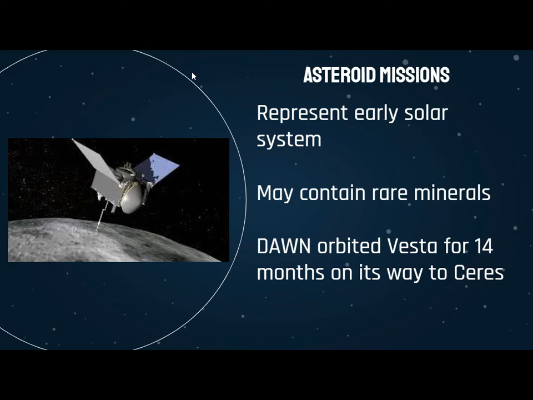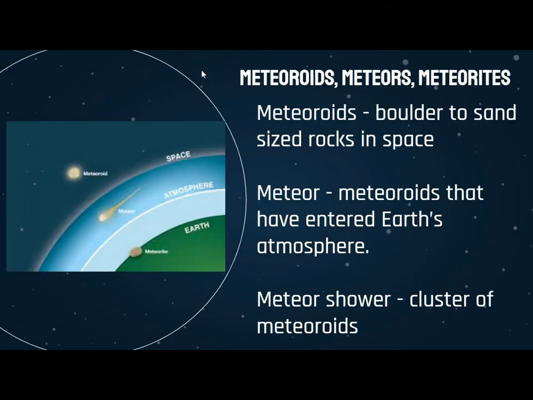Dawn was one of the satellites that actually orbited Vesta. Vesta is a big, huge asteroid. It orbited it for 14 months on its way to another planet. A dwarf planet, actually, but you know. Got some good information about Vesta.